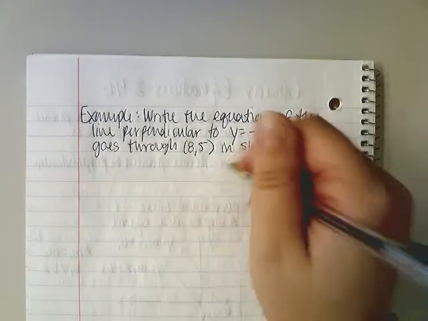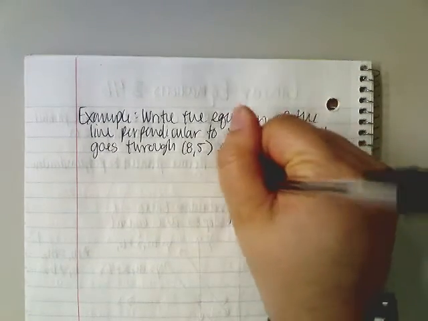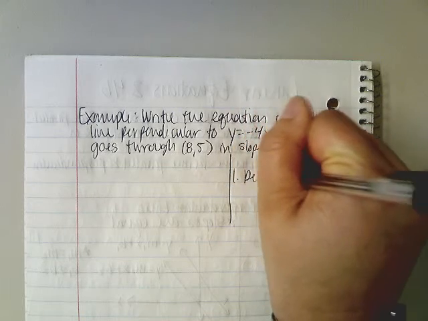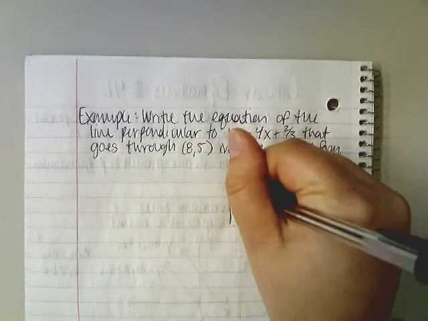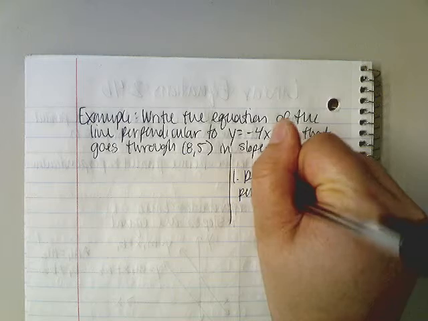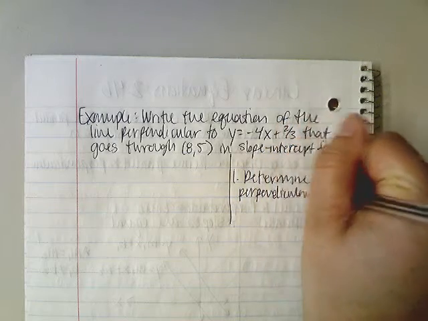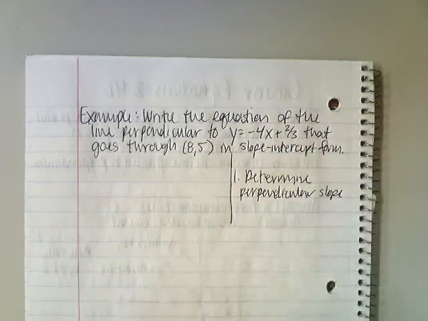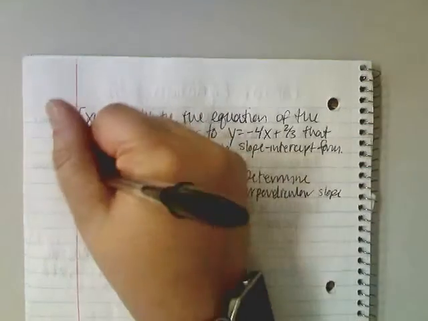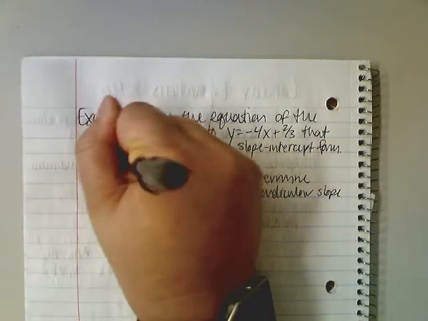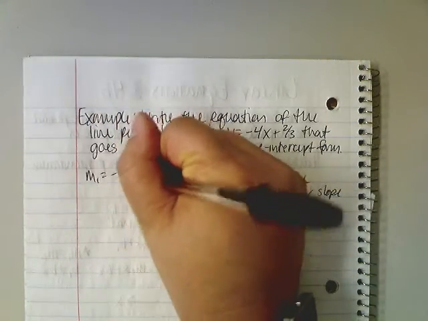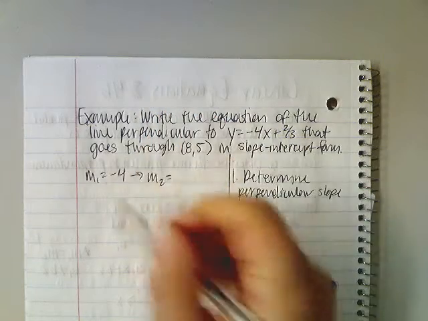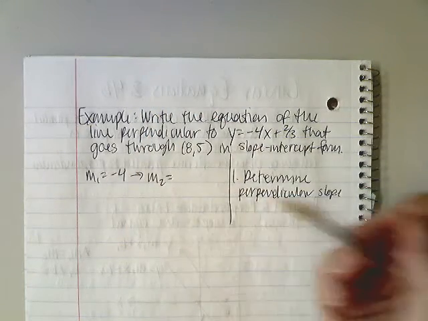Okay, so first thing we need to do, step 1, is determine our slope, or determine the perpendicular slope. So my original slope, we'll say m1, is -4. So then m2 is going to be this number flipped and negated.